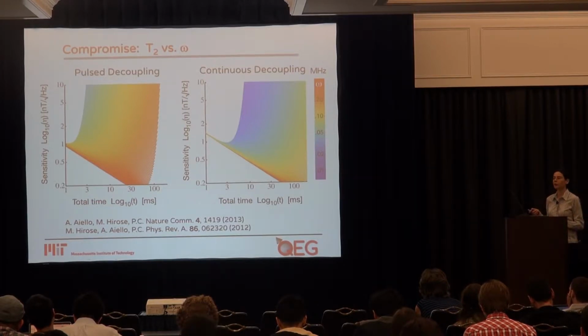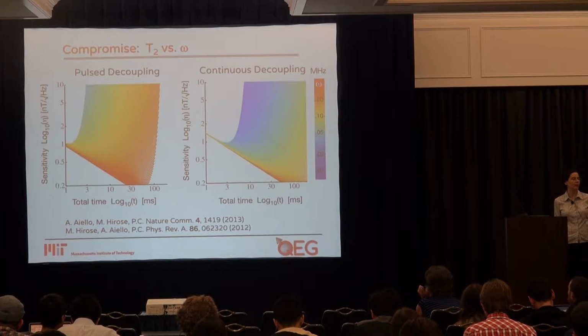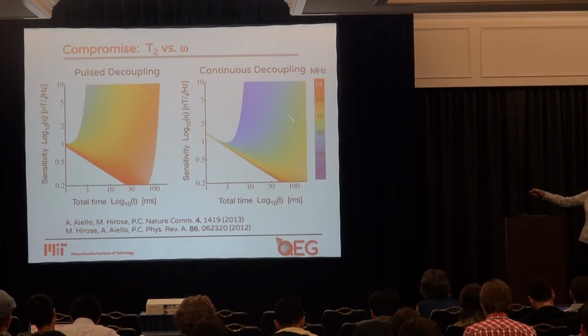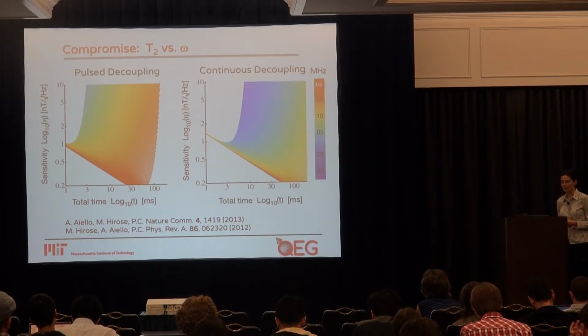You can think of continuous decoupling as saying you're putting your pi pulses closer and closer together until the point where there is no space in between them, and so you're just continuously driving your system. And what we found was that for continuous decoupling, we had a slightly better compromise between the frequency that we can measure with respect to the sensitivity. So you can see here there is a little bit more blue color coded, so lower frequency at the same sensitivity than for pulse decoupling.